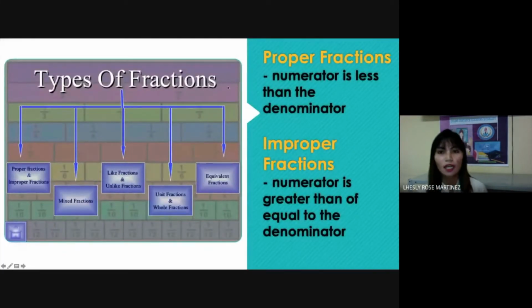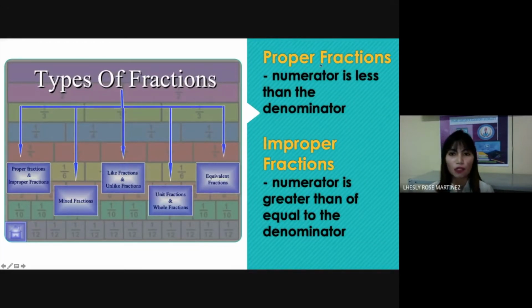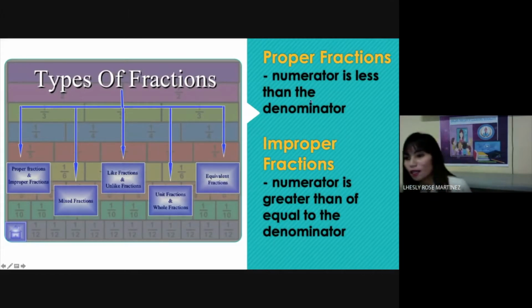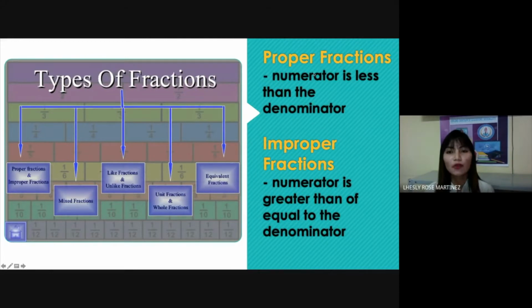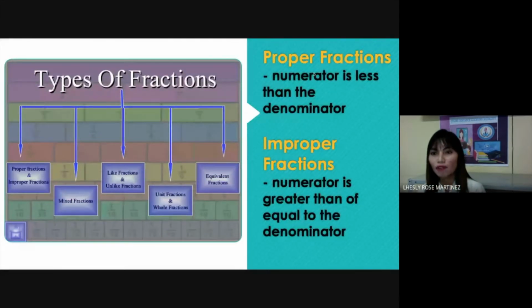Okay. So, let's review the different types of fractions. Alam ko na-discuss na ito nung last grade nyo. So, let's review. Baka nakalimutan na. So, we have proper fractions. When we say proper fractions, the numerator is less than the denominator. Can you give me examples of proper fractions? Type your answers in the chat box.